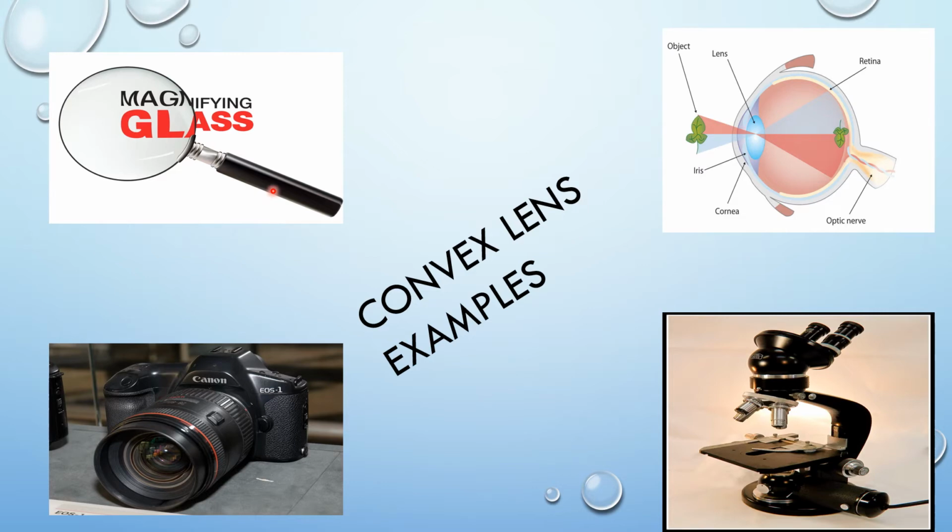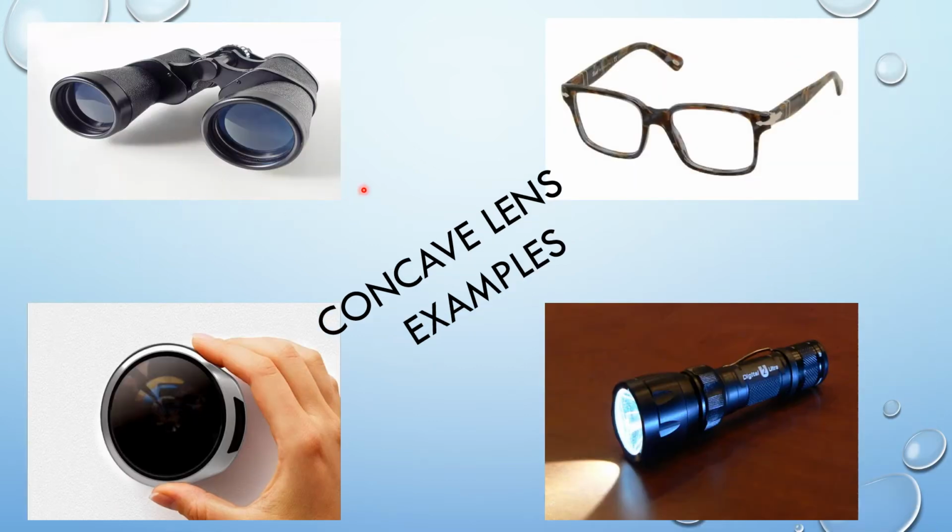These are the best examples for convex lens: magnifying lens, eyes, cameras and microscopes. These are all the basic examples. Always we should remember this. Next, these are the best examples for concave lens: binoculars, spectacles, door peepholes and flashlights. These are the best examples. Always we should remember.